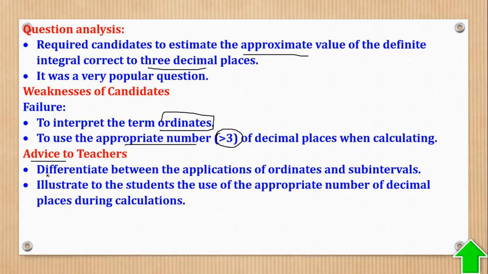Then advice to teachers: they should help learners to differentiate between applications of ordinates and sub-intervals. So when they say ordinates, you subtract 1, but when they say sub-intervals, you don't. Illustrate to students the use of appropriate number of decimal places during calculations. So in numerical methods, what disturbs students are the number of decimal places. So once we don't agree with what the question wants, then marks have already gone.